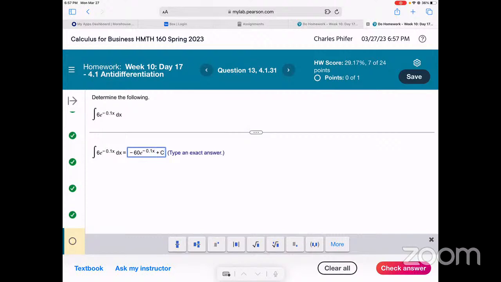So again, the 6 persisted. I just rewrote e, but then I divided by -0.1. So dividing by -0.1 made the whole thing negative. Dividing by 0.1 is the same as multiplying by 10, and then plus our constant.